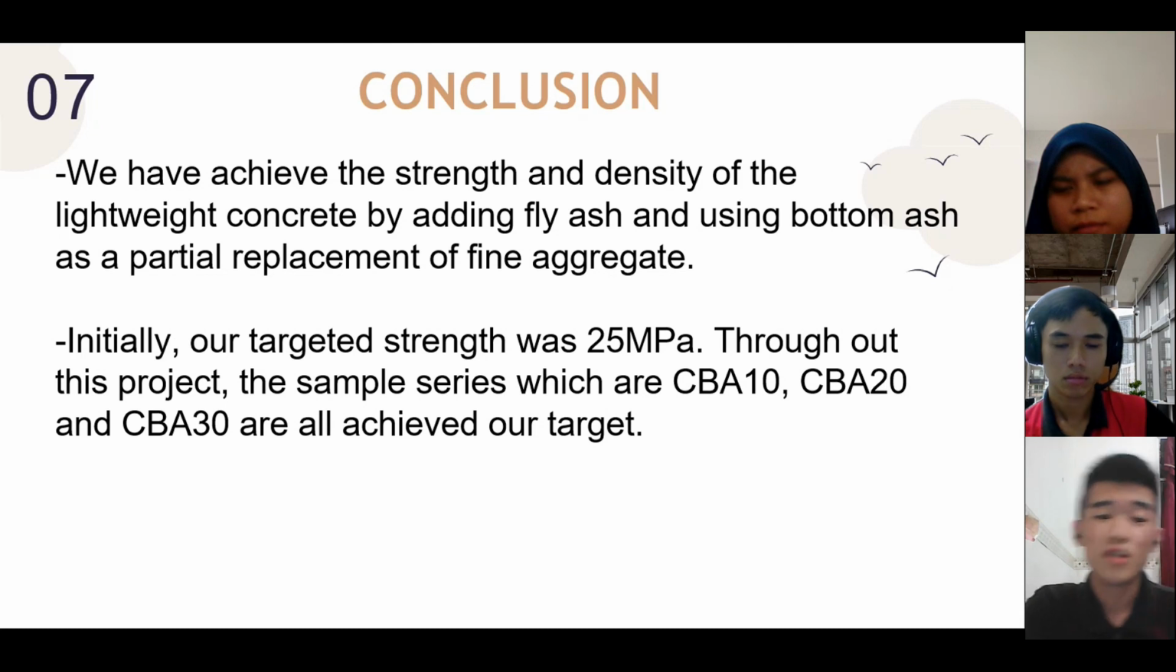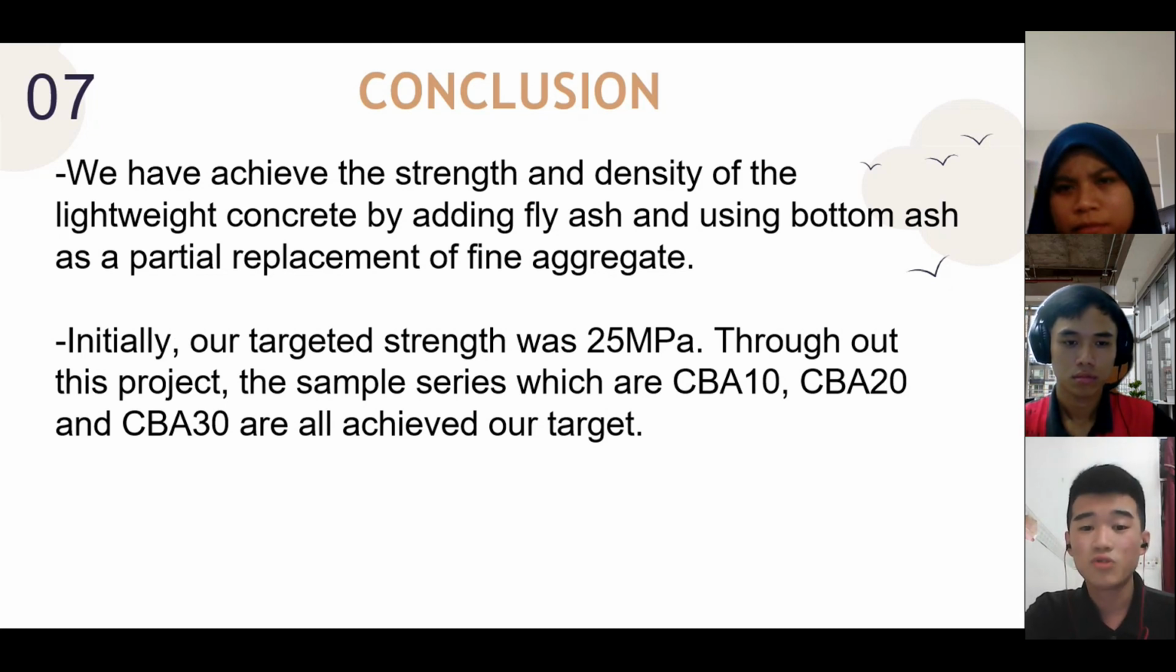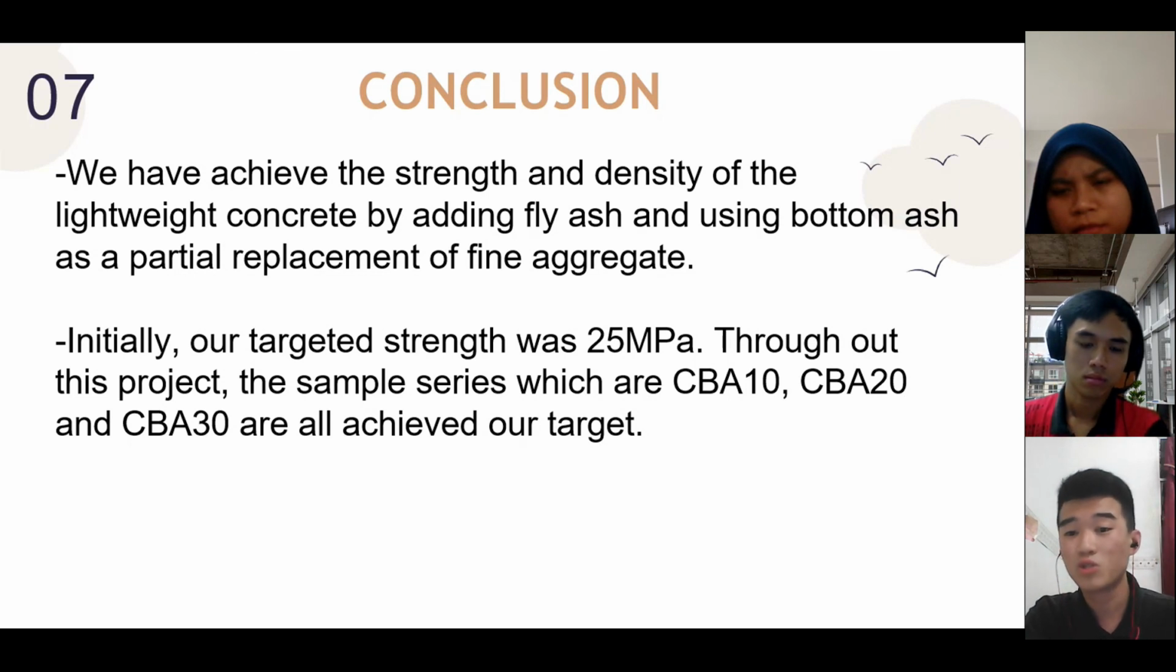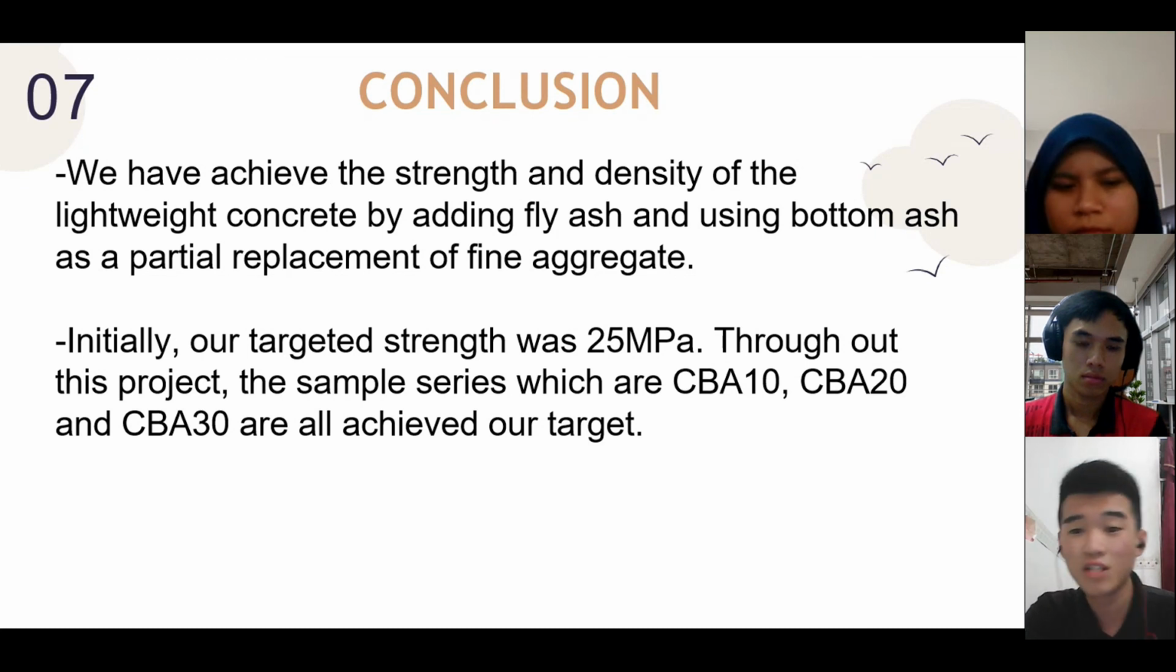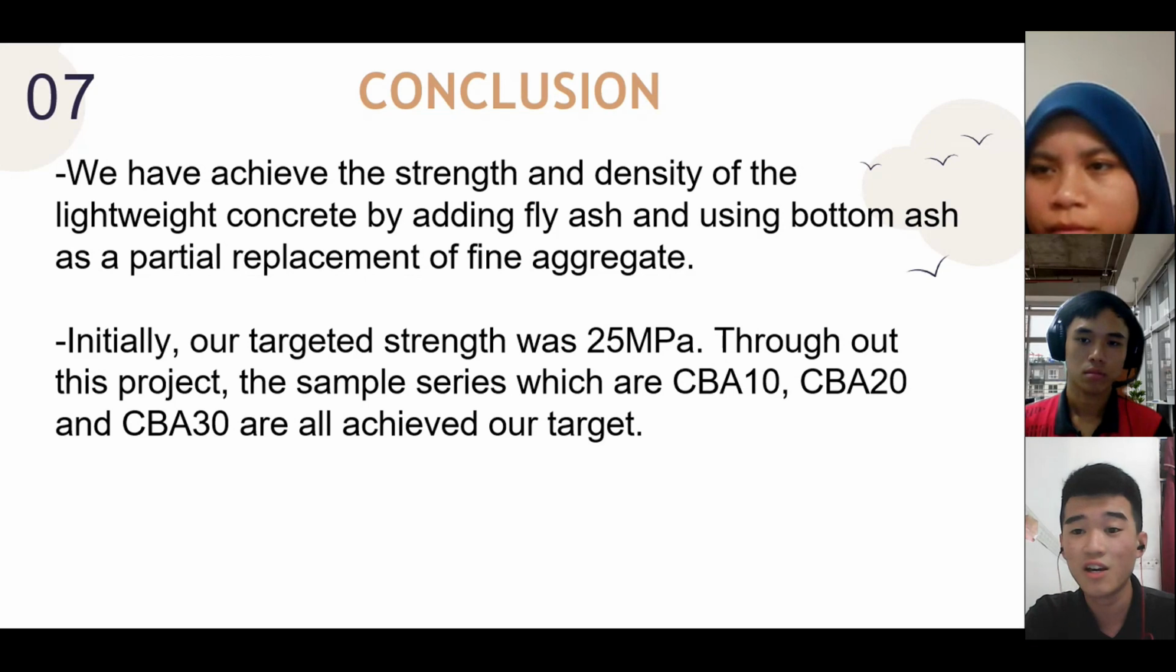So, in conclusion, we have achieved the strength and density of the lightweight concrete by adding fly ash and using bottom ash as a partial replacement of fine aggregate. Initially, our target strength was 25 megapascal. Throughout this project, the sample series CBA10, CBA20, and CBA30 all achieve our target. Okay, thank you. That's all for our final year project.